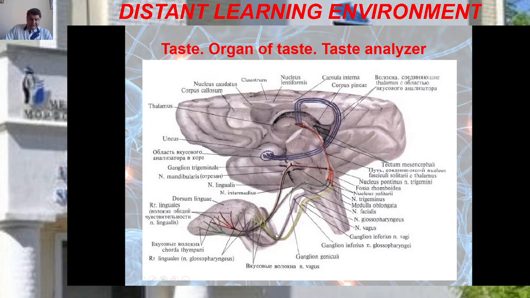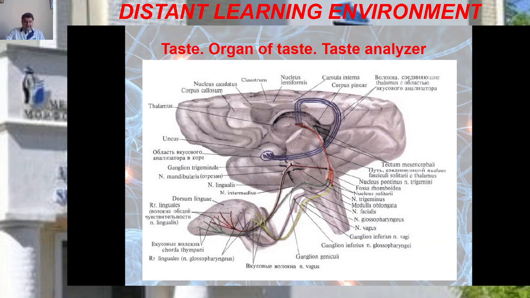So, location of the first neurons. The geniculate ganglion, you may see it here. The peripheral processes of the cells of this ganglion run as a part of the chorda tympani to the anterior two-thirds of the tongue mucosa, where they come into contact with the taste receptors. The central processes pass as part of the sensory root of the facial nerve, or nervus intermedius, into the medulla, into the pons. The inferior ganglion of the ninth pair, the glossopharyngeal nerve, you may see this nerve here in violet color.